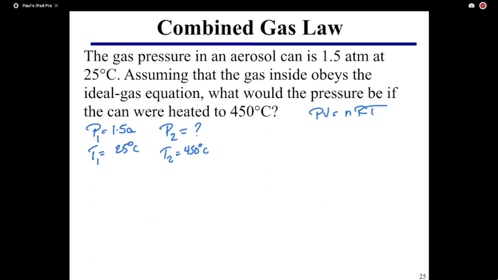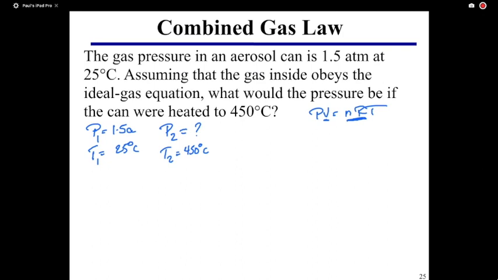But here, what is constant? R is constant. What else is constant in this? Did they change the number of moles? Did the problem say number of moles have changed? Nope, that's constant. Did it change temperature? Yes. Did it change volume? No.